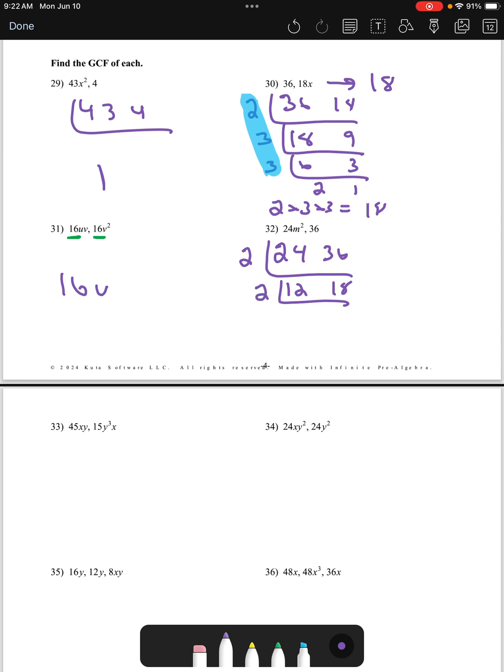For 32, the number part. So we got 24, we got 36. They'll both divide by 2, giving us 12 and 18. Those will both divide by 2, giving us 6 and 9. Those will both divide by 3, giving us 2 and 3. Our GCF is the numbers on the left edge only, not the full outside. Let me say what I mean. So that's 2 times 2 times 3. That's 4 times 3, so our GCF is 12. As far as letters go, the 24 has an m to the second power, but the 36 has no variables. No variables means no variables in the GCF.